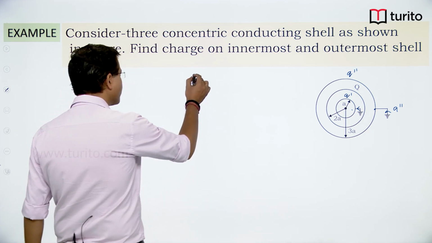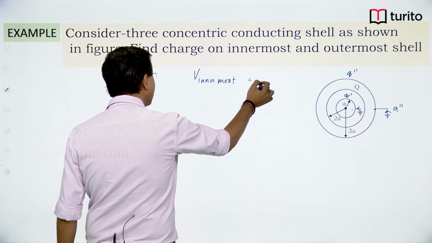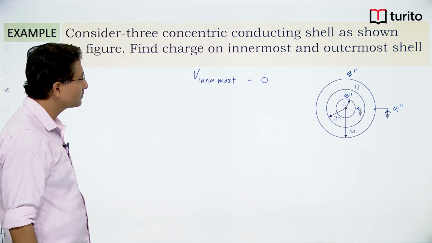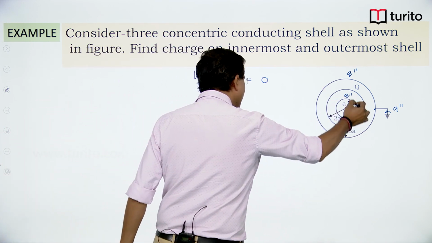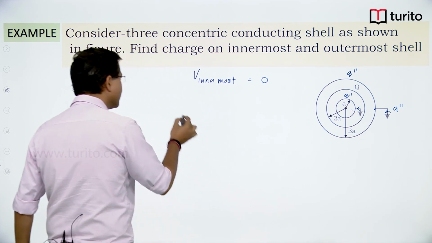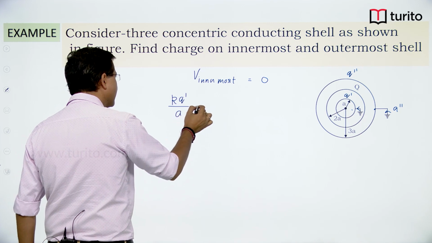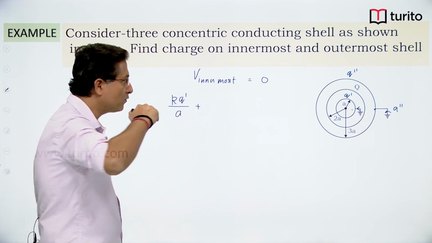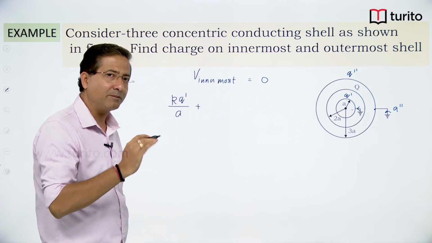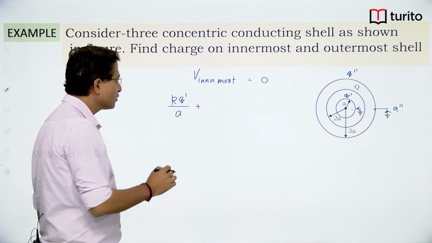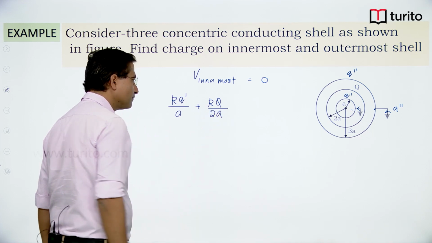So, for innermost, potential at innermost is to be 0, right. So, innermost will have potential because of its own charge, that I can write k q dash divided by a, and we know because of charge distributed on the surface of spherical shell, potential at every point inside remains same whatever be the potential on the surface. So, potential on the surface because of that capital Q is, right.